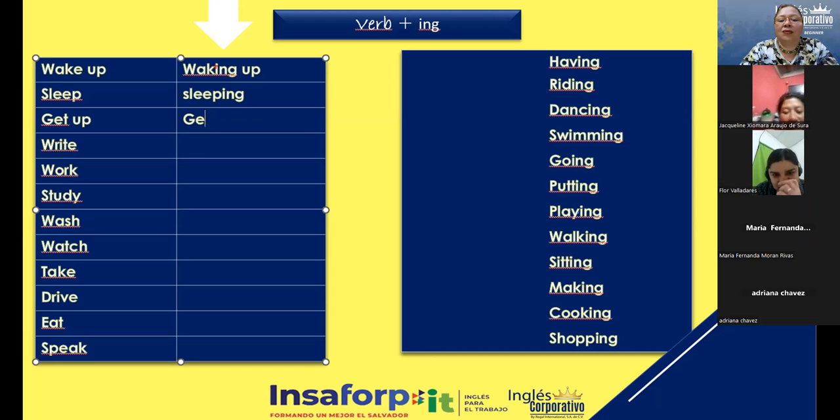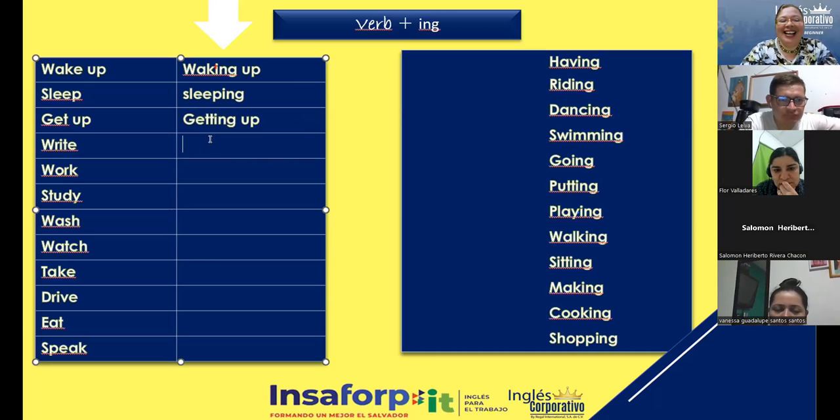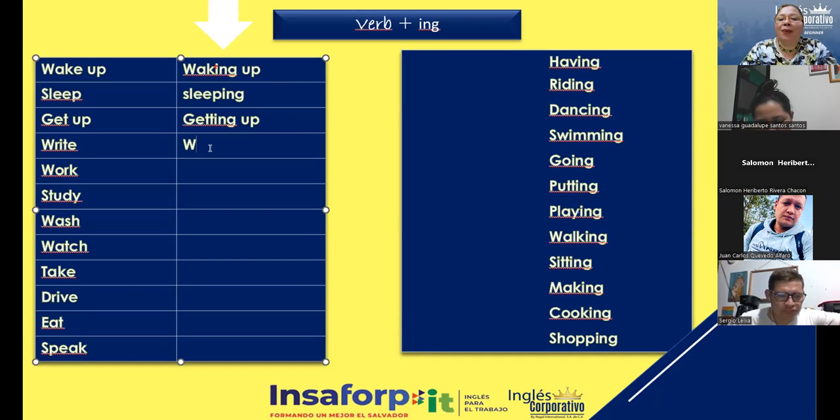I sería T. T. Getting up. G, I, T, T. Listo. Ajá, Salomón. Ya lo vi. Me salió. Okay. Next. W. Esa se dice double. Miren, double. Si es double T, W. Double T, W.